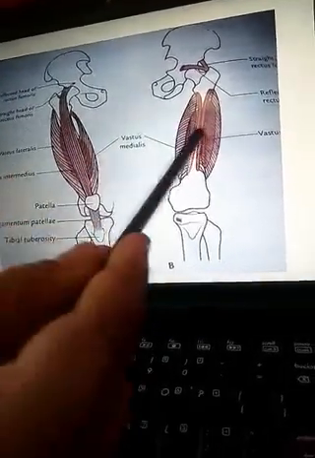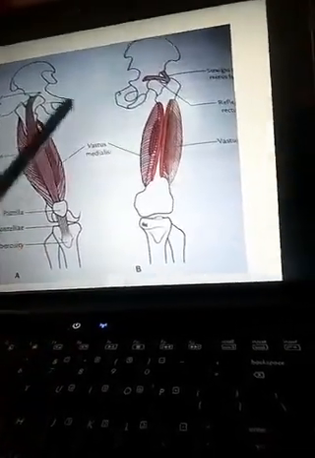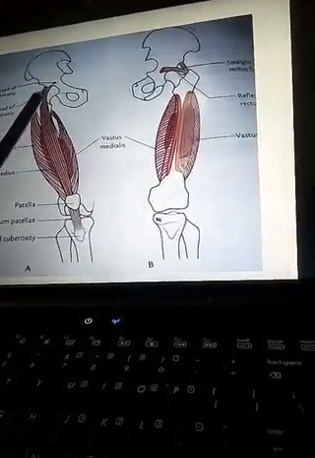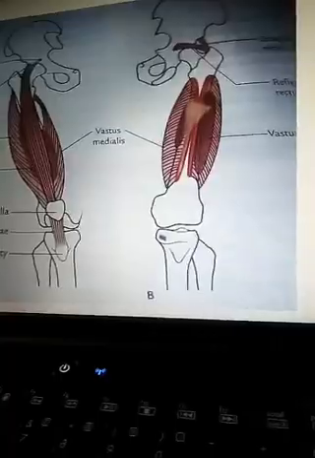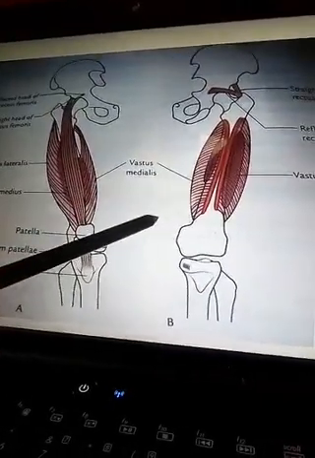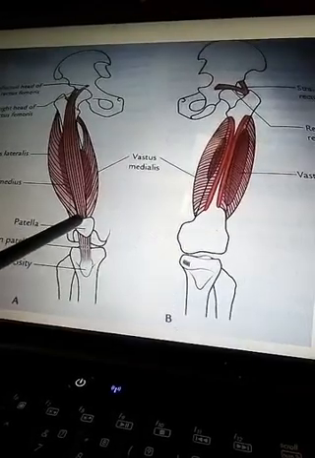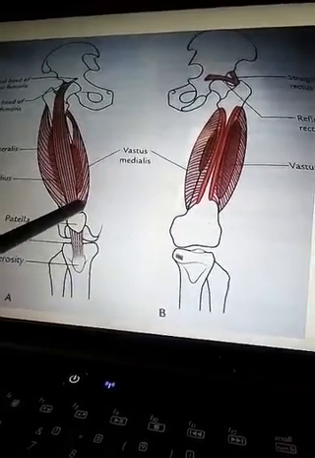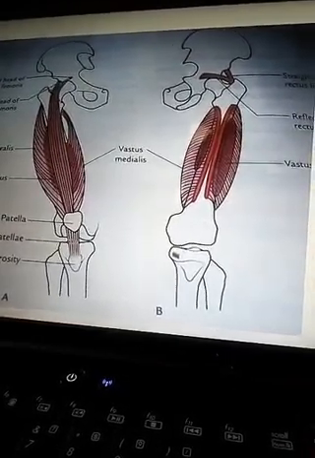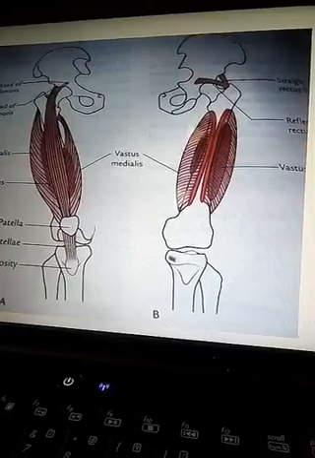Now, vastus intermedius. Vastus intermedius, it arises from the anterior and lateral aspects of the upper three-fourths of the shaft of femur. Insertion. Vastus intermedius inserts into the base of the patella deep to the tendon of the rectus femoris. It is also supplied by the posterior division of the femoral nerve. Action is same, that is the extension of the knee joint.